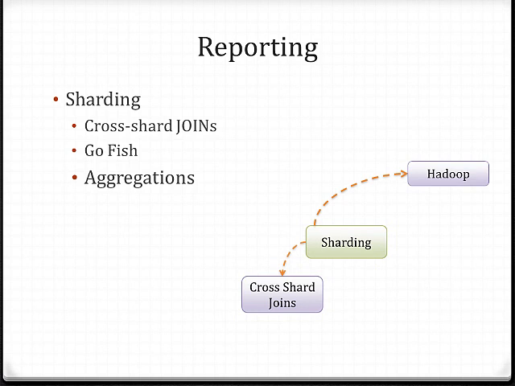You have go fish, which basically means I only have data on one of the shards, and I don't know which shard it is, so I go fish for where it is. I think DB scales do this. And then you have aggregation, which is basically Hadoop, which is the most common way. If you're at the stage where you have shards, Hadoop basically fetches the data, aggregates it, and puts it into one reporting server. That's the most common usage that I've noticed.